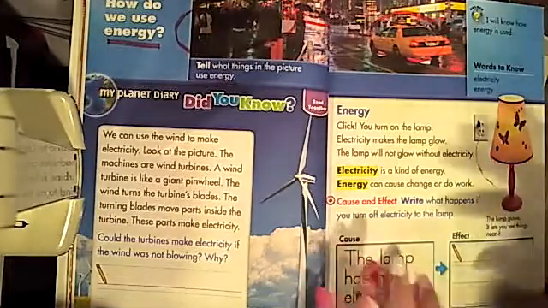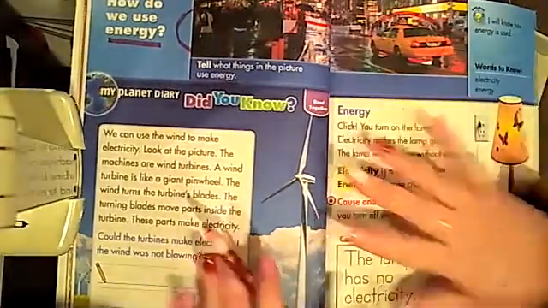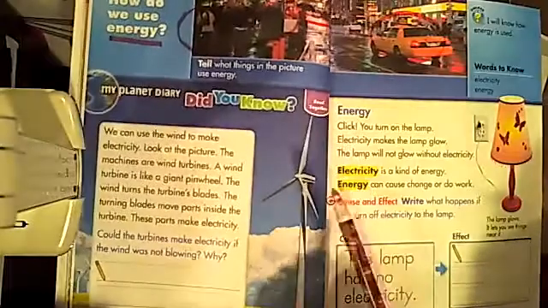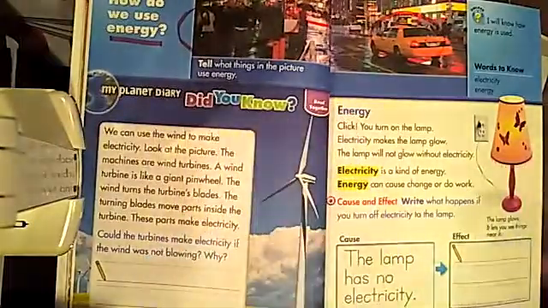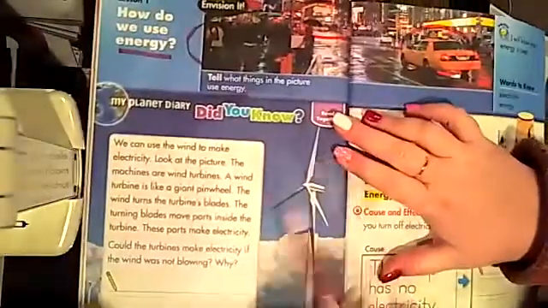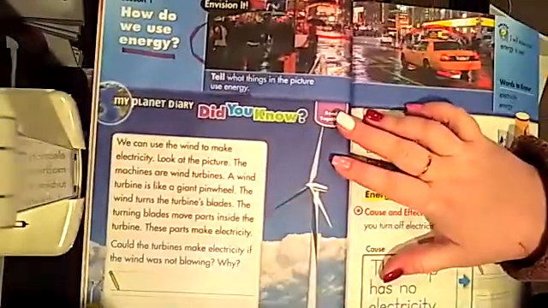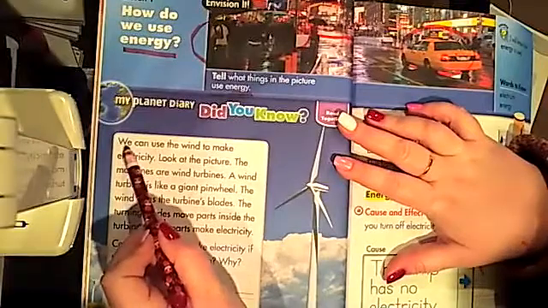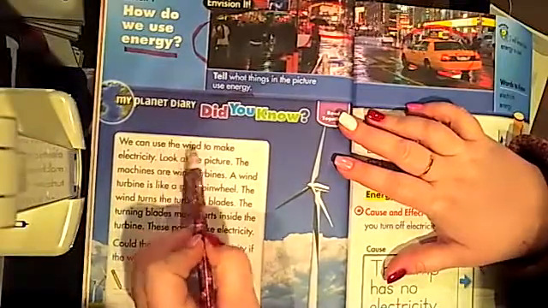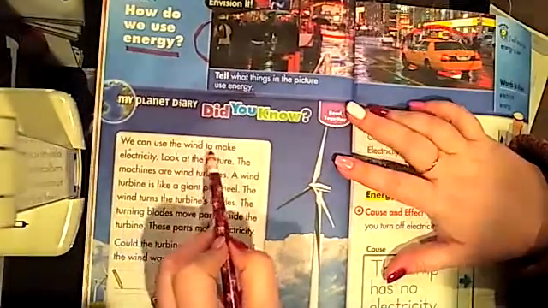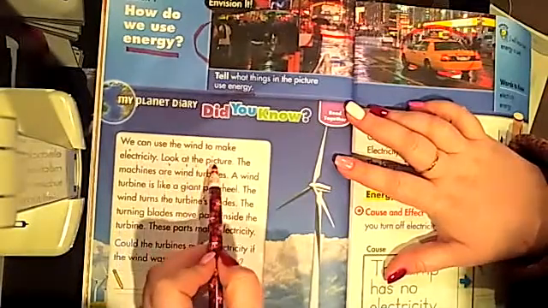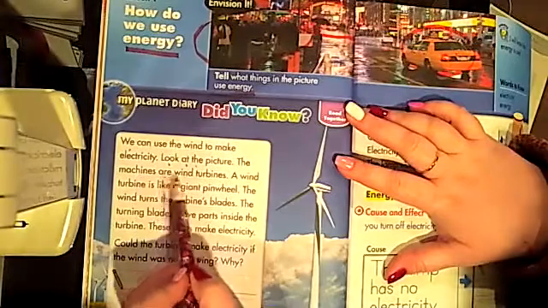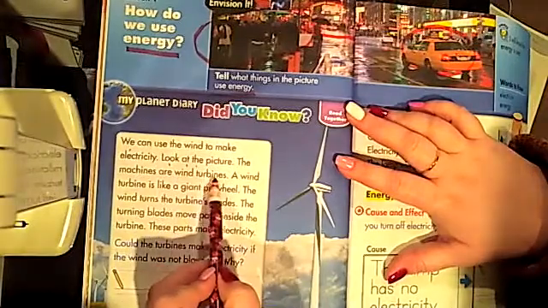Now, let's look at the left-hand side of your book. And it says that we're going to read it together. And it's, did you know? So go ahead and come over here and let's read this together. Ready? We can use the wind to make electricity. Look at the picture. The machines are wind turbines. Well, that's a big word.